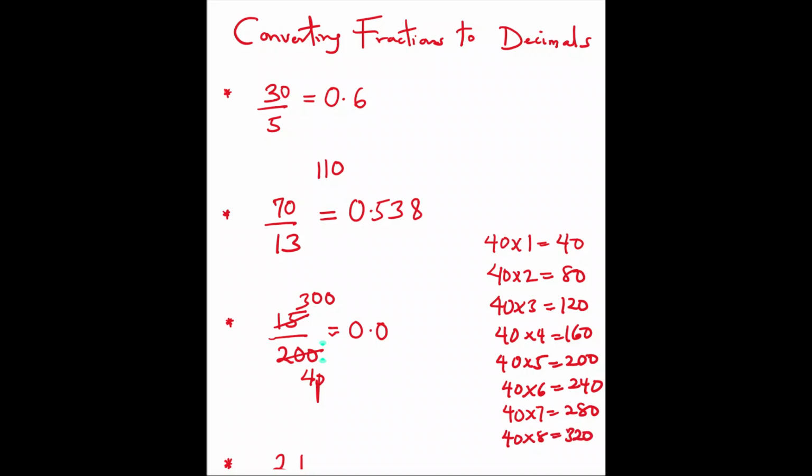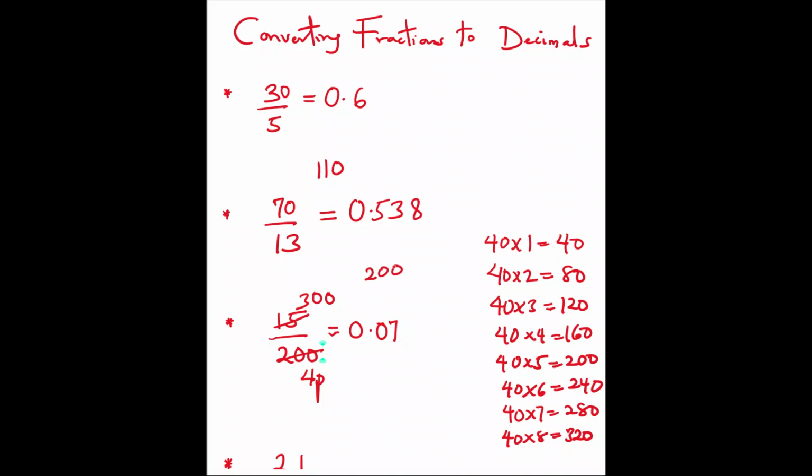Okay, so 280 is the closest to 300. That is still also below 300. So that means we use 7. So 300 divided by 40 will be 7. So if we do 300 minus 280, that should be 20. So we have 20 left.